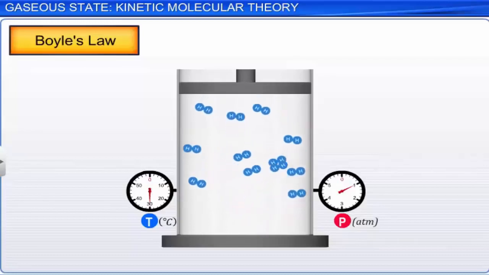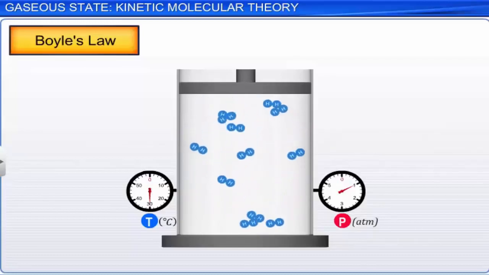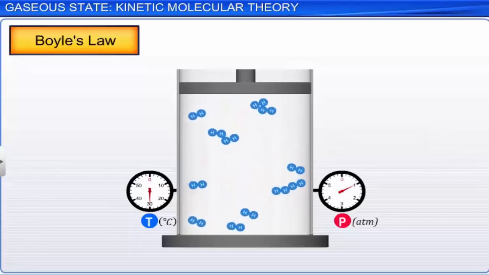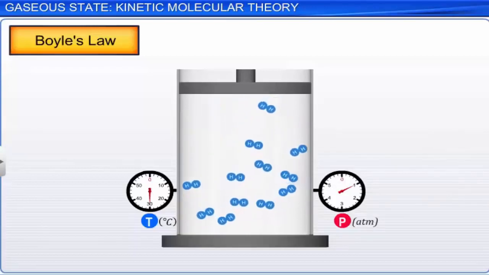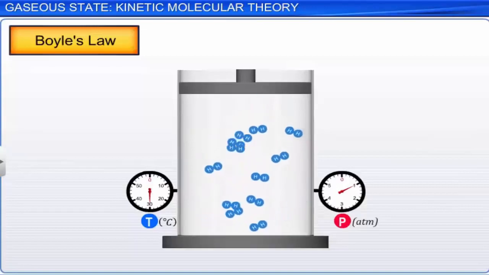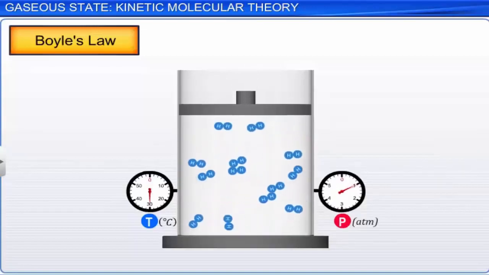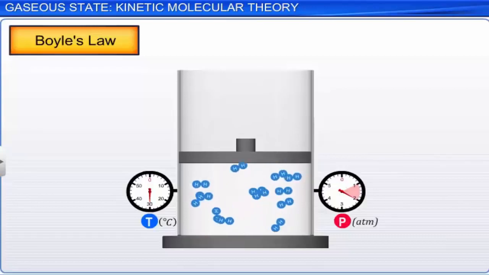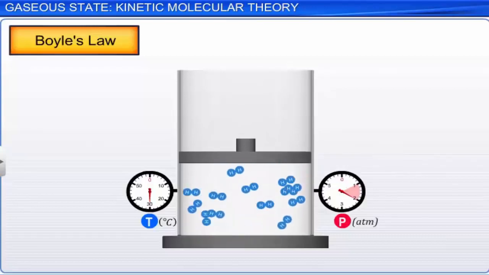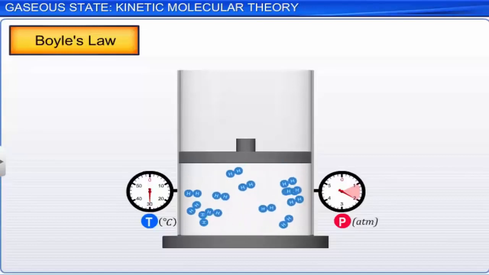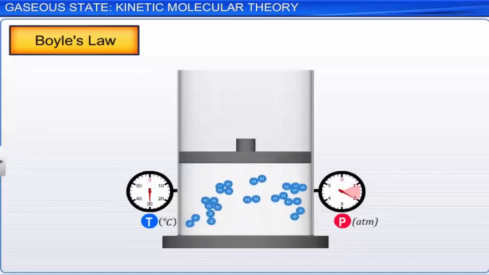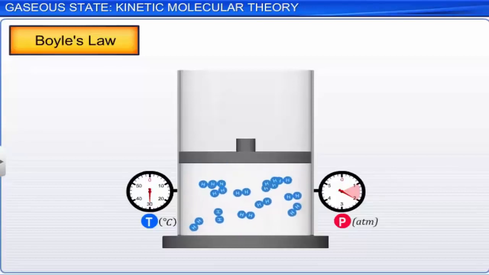When the volume of a gas is decreased, the space available for the movement of molecules decreases. Then, the number of collisions on the walls of the container increases, resulting in an increase in the pressure of the gas. This means, as the volume of a gas is decreased, pressure is increased for a given mass of a gas at a given temperature. This is Boyle's law.